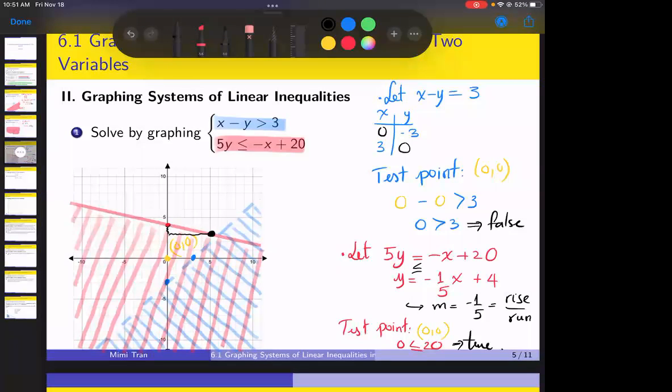Oh, I plug it in. So this is your x, this is your y. And I plug it in. 5 times 0 is 0. Negative 0 plus 20 is 20. You don't have to pick 0 if you don't like. You can pick something else, say negative 5, 0. Yeah, and then you plug it in. Okay. And as long as the line does not go through the origin, then you can pick 0, 0.